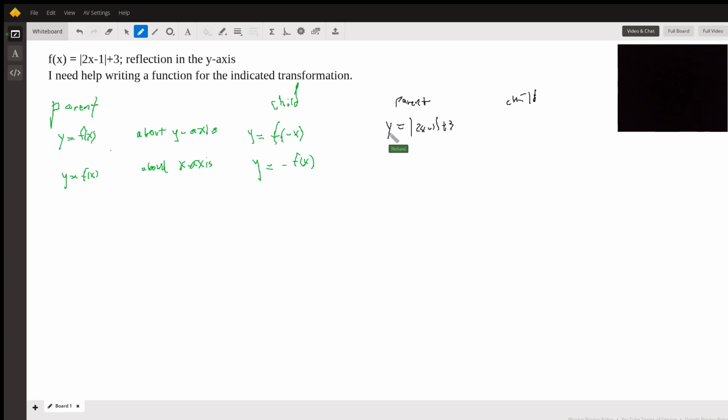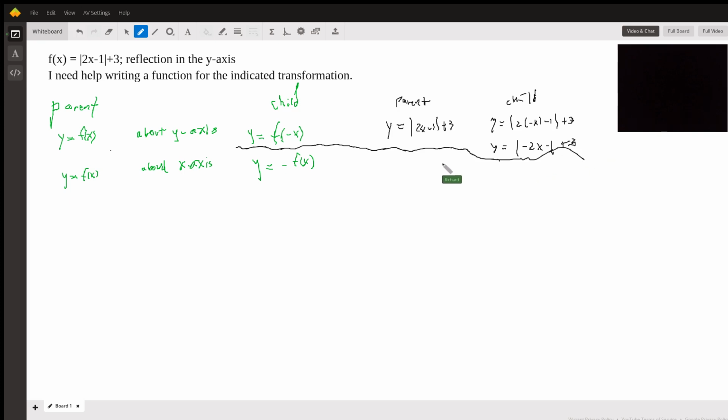And so wherever you see an x, we're going to replace it with negative x. So this is going to be y equals absolute value of 2 times negative x, minus 1, plus 3. And if you want to, you can clean this up a little bit and write y equals absolute value of negative 2x minus 1, plus 3. So that's the first one here.